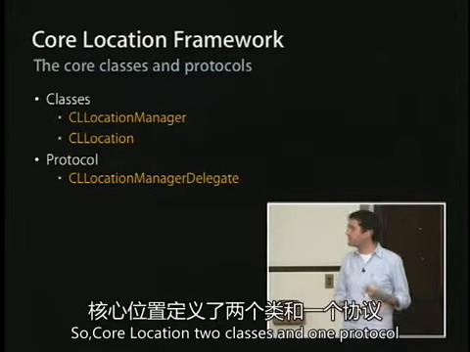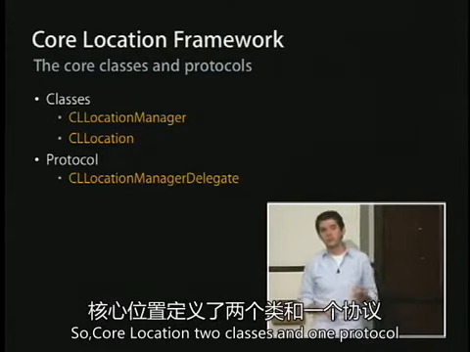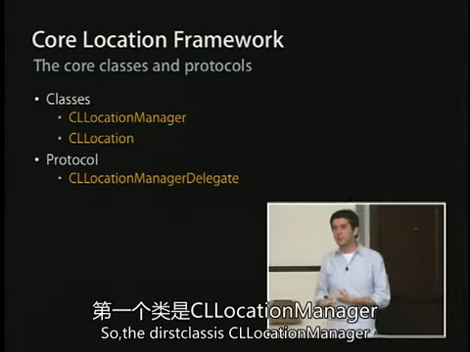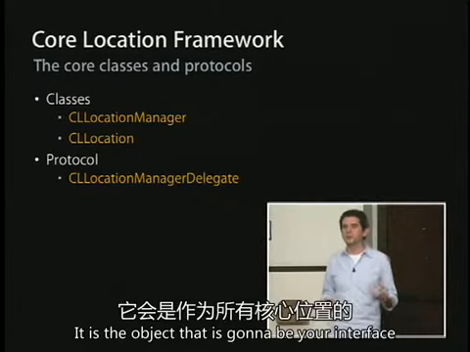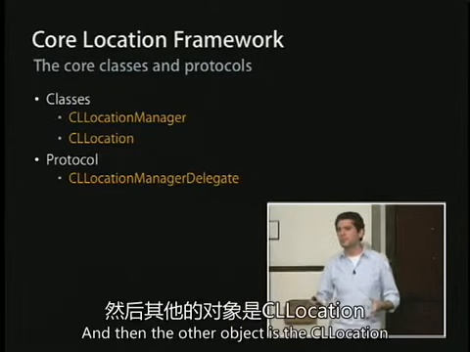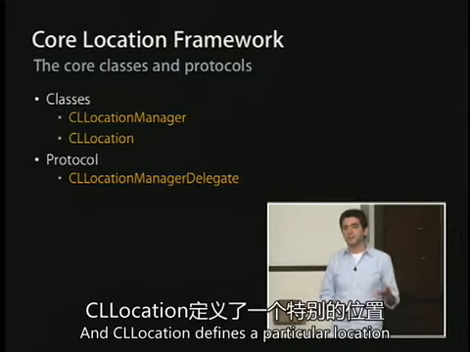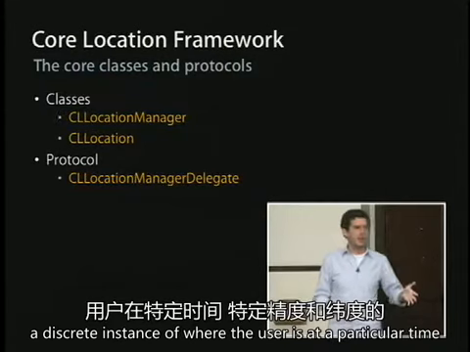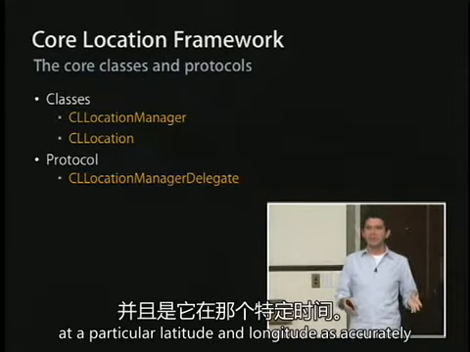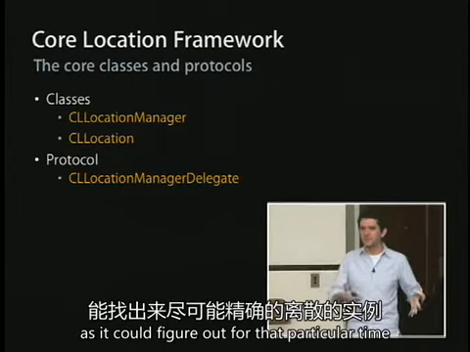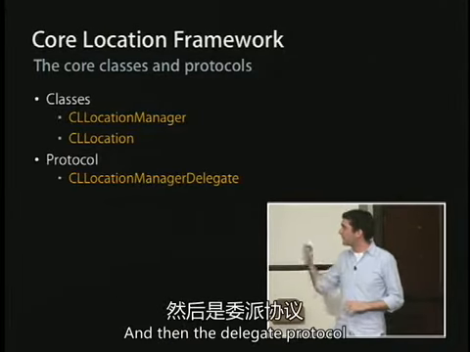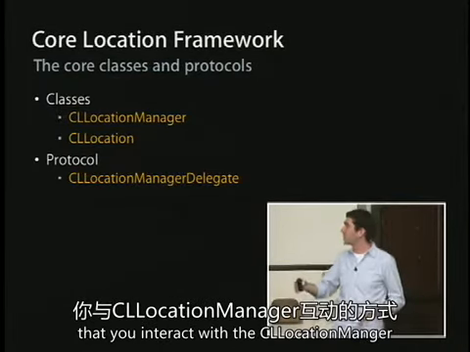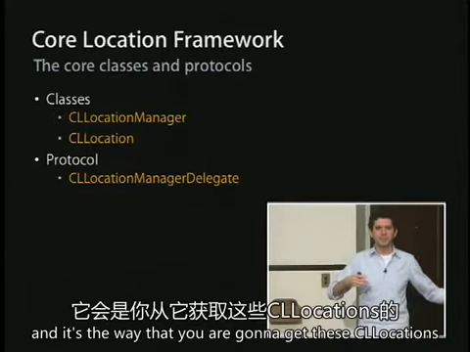Core Location defines two classes and one protocol that are used to figure out where the user is. The first class is CLLocationManager, and this is basically the main entry point. It's the object that's going to be your interface to all of Core Location. The other class is CLLocation, which defines a particular location, a discrete instance of where the user is at a particular time, at a particular latitude and longitude, as accurately as it could figure out for that time. And then the delegate protocol, CLLocationManagerDelegate, is the way that you interact with the CLLocationManager, and it's the way that you're going to get these CLLocations from it.